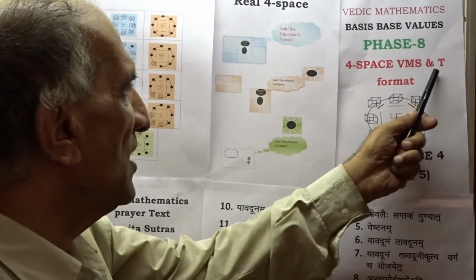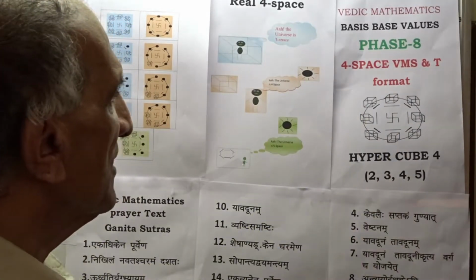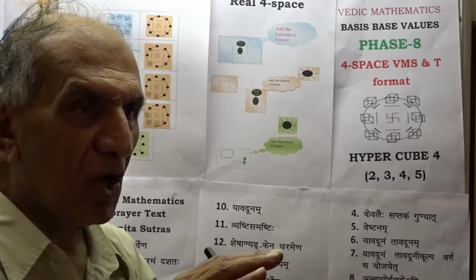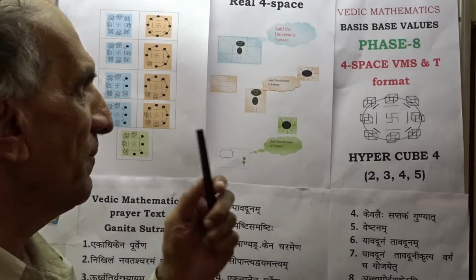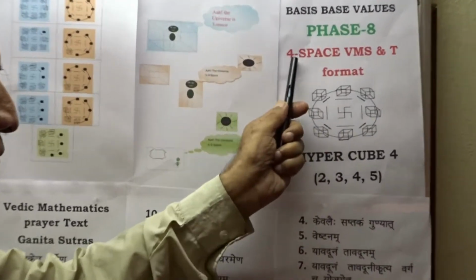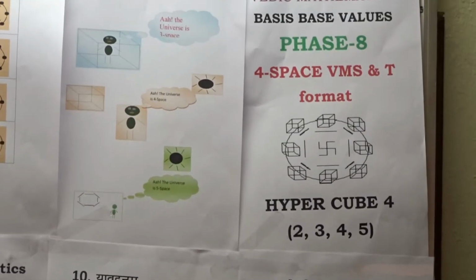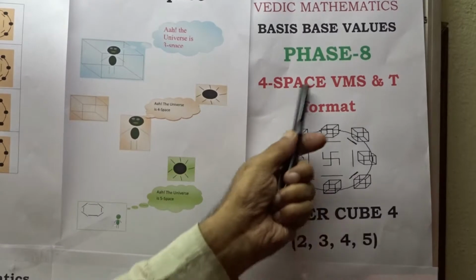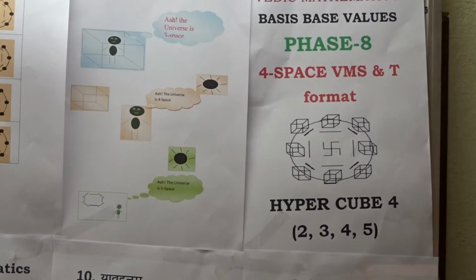4-space VMST is a complete discipline in itself. This discipline provides us a format along which we shall be working the applied values of the pure values of 4-space mathematics. 4-space mathematics with its pure values supplies us a format of 4-space VMST, a format of hypercube 4, along which we work out the applied values parallel to the pure values of 4-space.